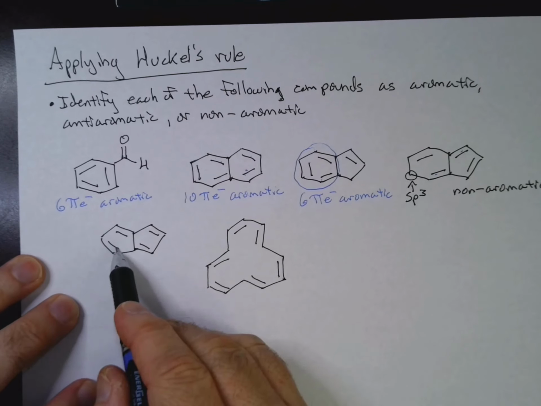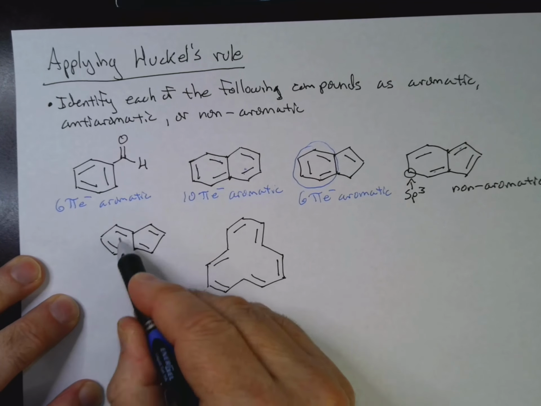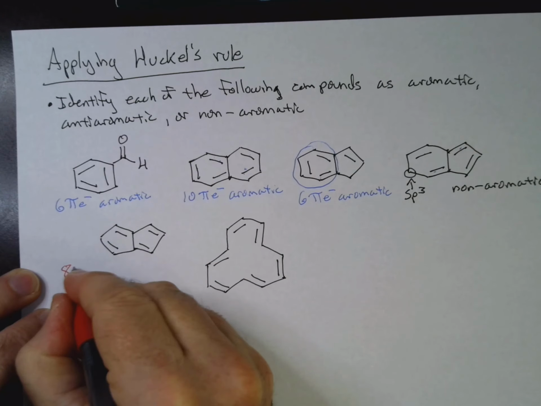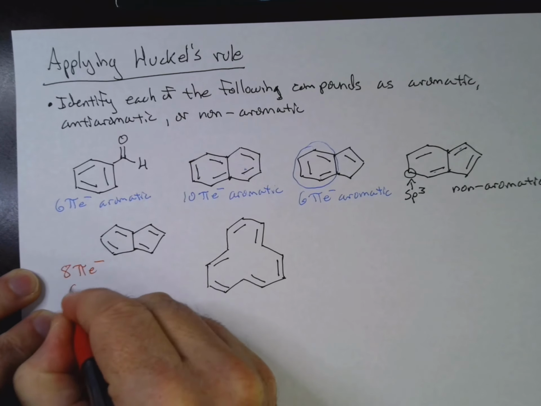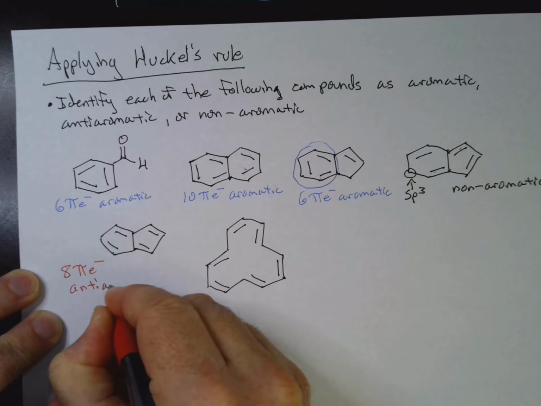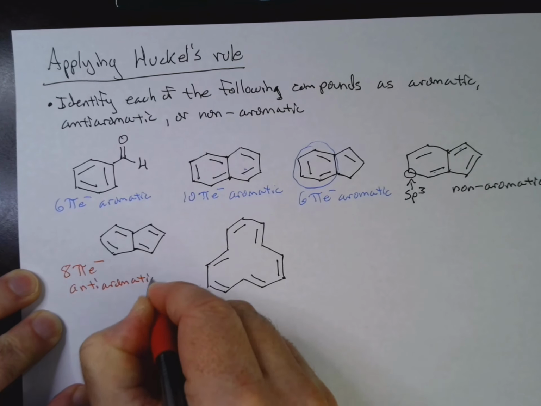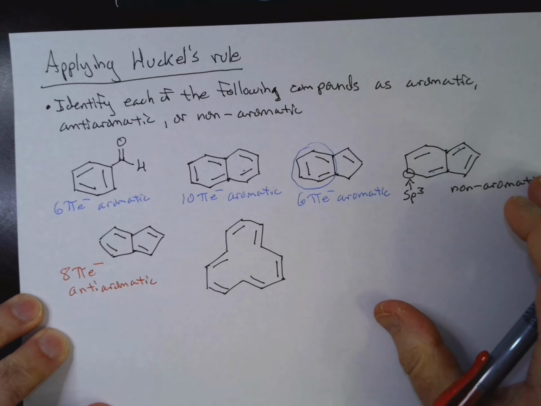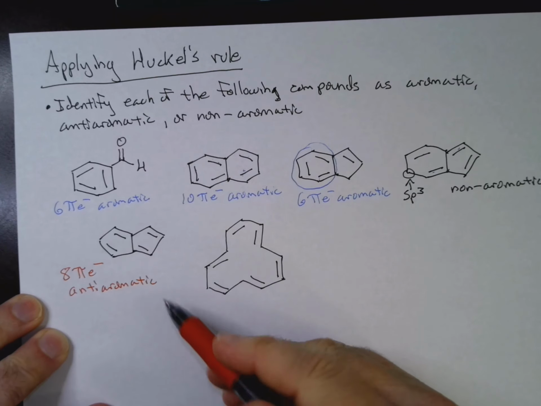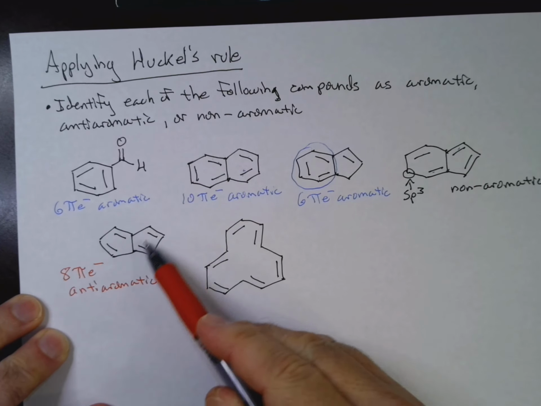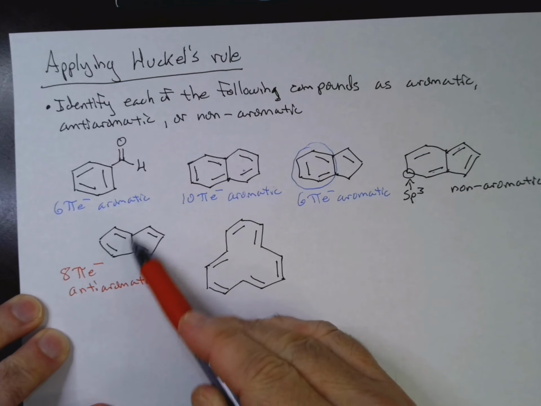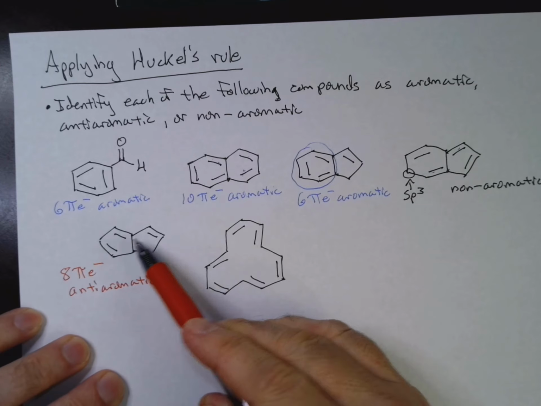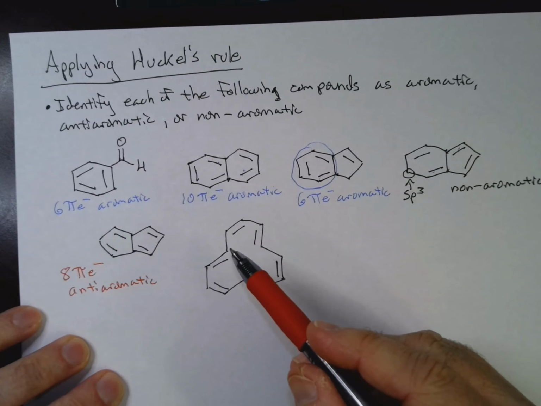All right, next one here. 2, 4, 6, 8 pi electrons. I'm counting correctly now. This would be anti-aromatic. Now, could it be non-planar? Could it bend? Well, not really, because of all the double bonds and the way we have the fused ring here. I would not expect this to bend. I would expect this to be anti-aromatic.